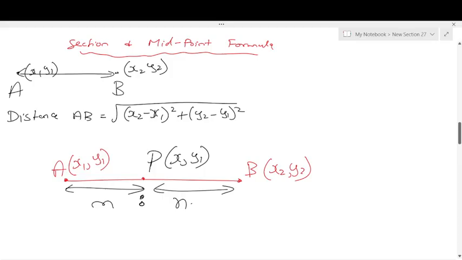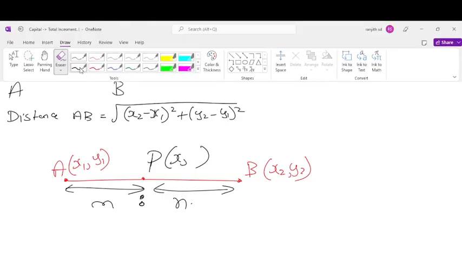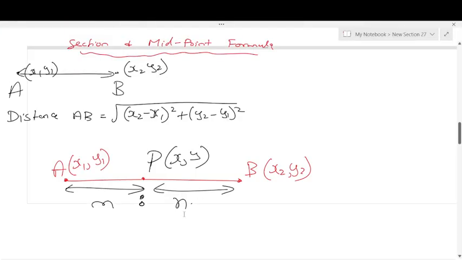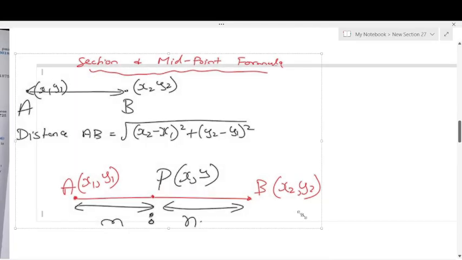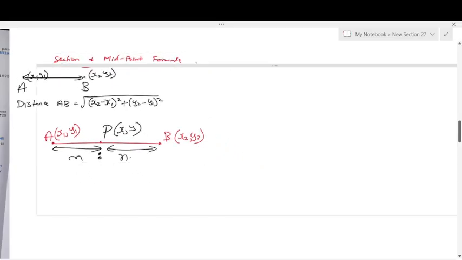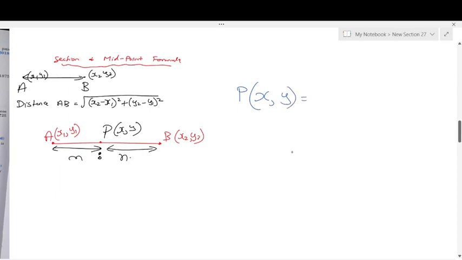A is equal to x1, y1, P is equal to x, y, B is equal to x2, y2. P is just x and y. Is this clear? Did you all understand? All of you remember this? x and y. Next concept. See here, students, now the formula. You have to find the coordinates of P, not the value, the coordinates of P. Tell me the coordinates of P.